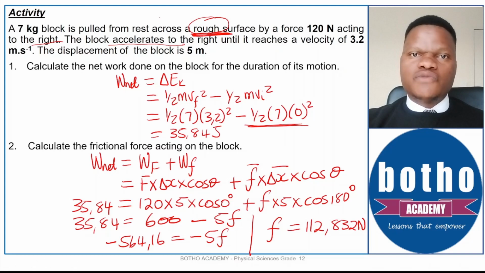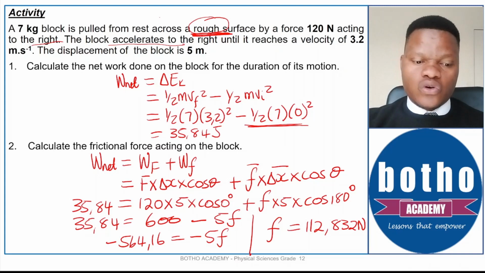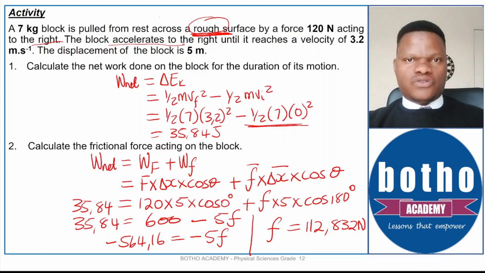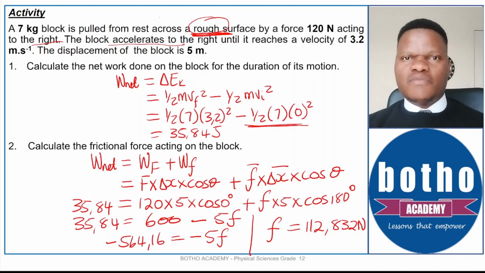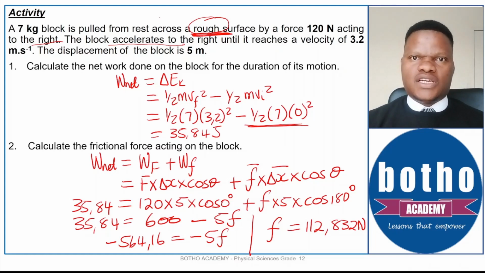There are times when you are going to use the theorem to calculate a specific force, like we've just done here with question 2 of this activity, or sometimes you will be required to use the work-energy theorem to calculate a velocity. Maybe you only have the final velocity, you don't have the initial velocity, or vice versa. So this is a theorem that you need to understand, especially what it means mathematically. In terms of the definition in words, you must also know that. That's what the exam guide requires of you. You must be able to state it in words, and you must also be able to apply it in the mathematical format. That's what the last 2 bullet points of page 10 of your exam guide require you to do.